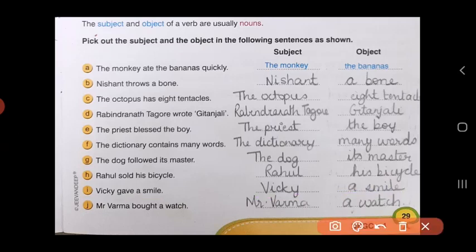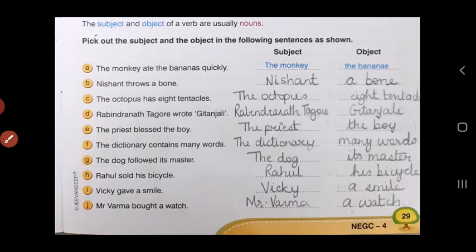And the last one, Mr. Verma bought a watch. Bought is the verb. Who bought? Mr. Verma. So Mr. Verma will be the subject. Bought what? A watch. A watch will be the object of the verb bought.